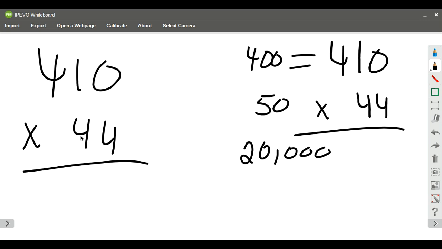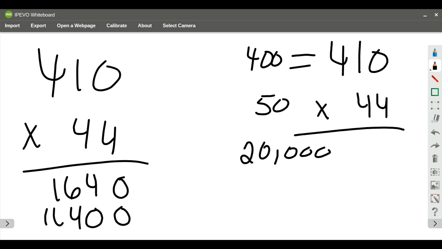Okay, let's try this again. Let's not take off that 0 this time. 4 times 0 is 0. 4 times 1 is 4, and 4 times 4 is 16. Now I'm going to put my placeholder. This looks better. And then I'm going to do 4 times 0, which is 0. 4 times 1 is going to be 4, and then 4 times 4 is going to be 16.